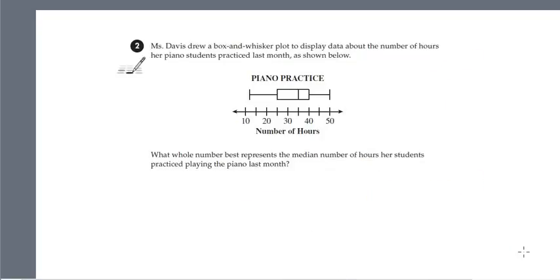Well, hopefully this one isn't too complicated. Miss Davis drew a box and whisker plot to display the data about the number of hours her piano students practiced last month, as shown below, right here. What whole number best represents the median number of hours her students practiced playing the piano last month? Well, the box and whiskers plot gives us this median right here. So we should have easily come up with 35 for this answer.